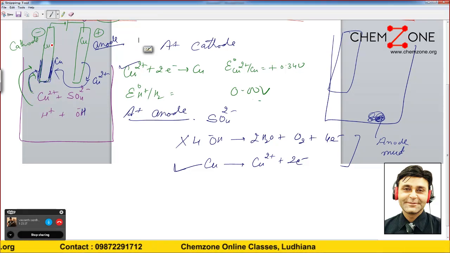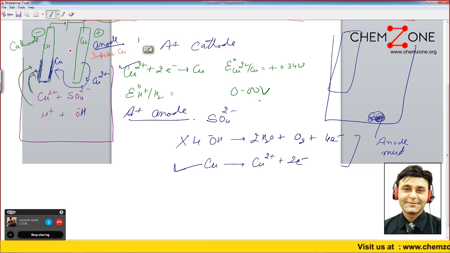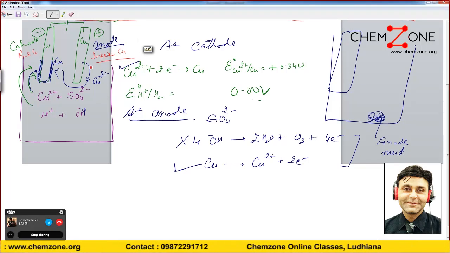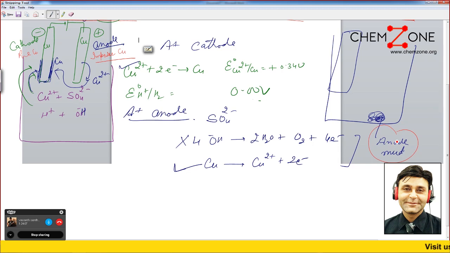Are you getting me? Yeah. So it means if we have an impure copper, we can make it the anode, and a pure copper can be made the cathode. To purify the impurity, we can use it like this. The pure copper will go over the pure copper, and the impurity will settle down, and anode mud will be formed. Okay. This is the application of electrolysis.